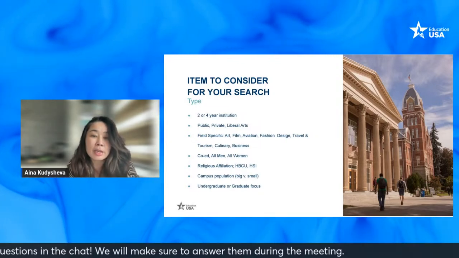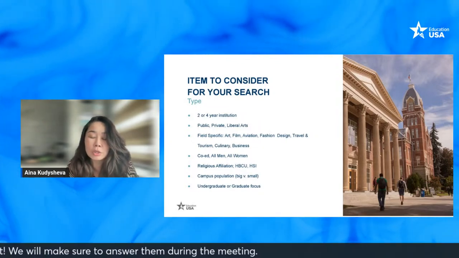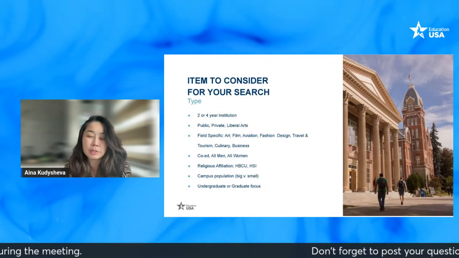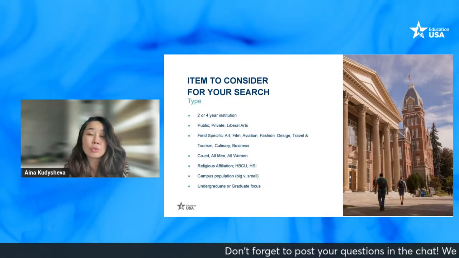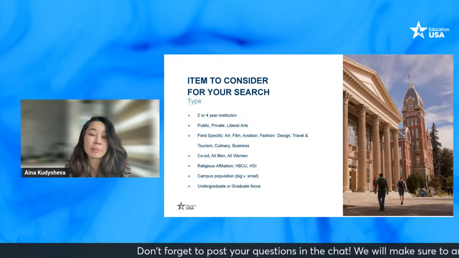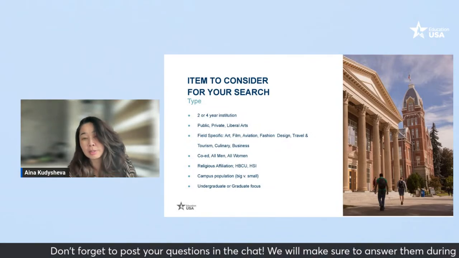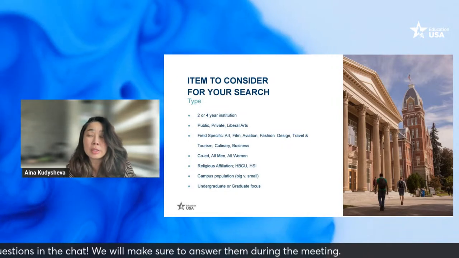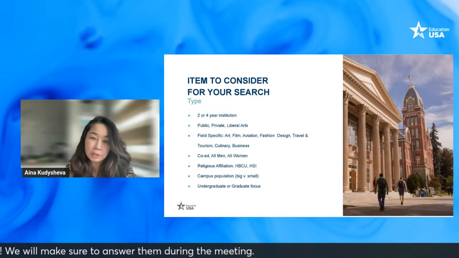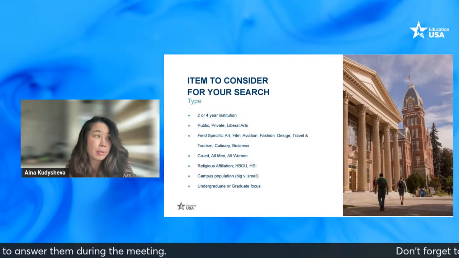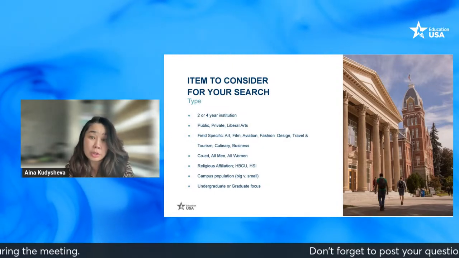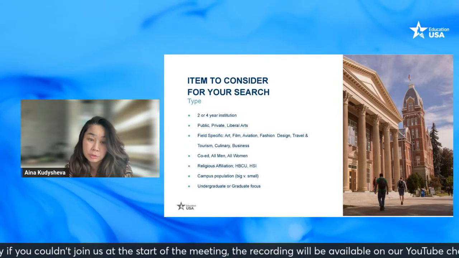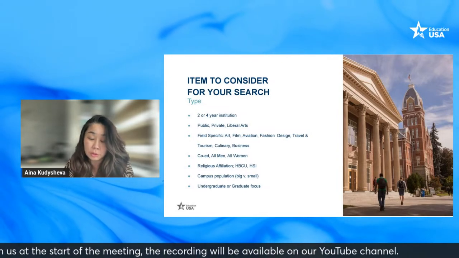The next thing is undergraduate or graduate focus. If you want to study only for your undergraduate, bachelor period in this university, you can choose a university which doesn't offer graduate studies. Or if you want to continue your education after getting the bachelor's degree, you have to consider if they have graduate programs in the university you're going to choose.